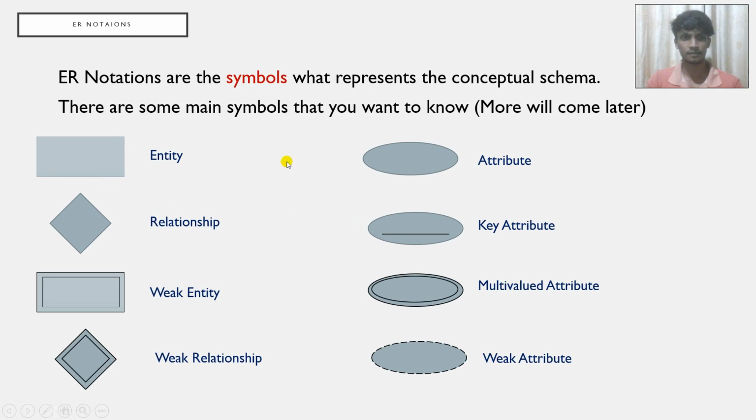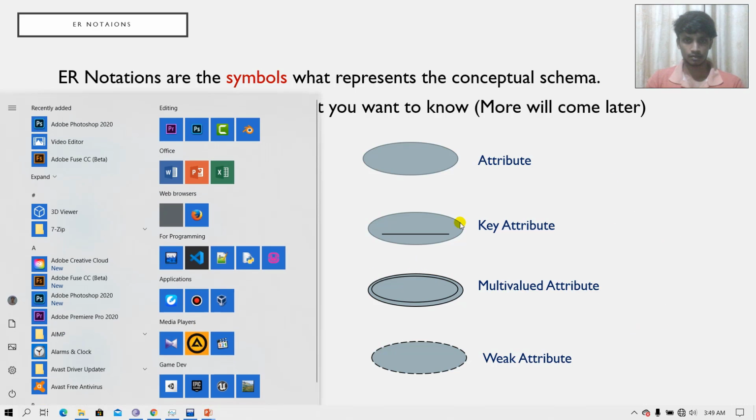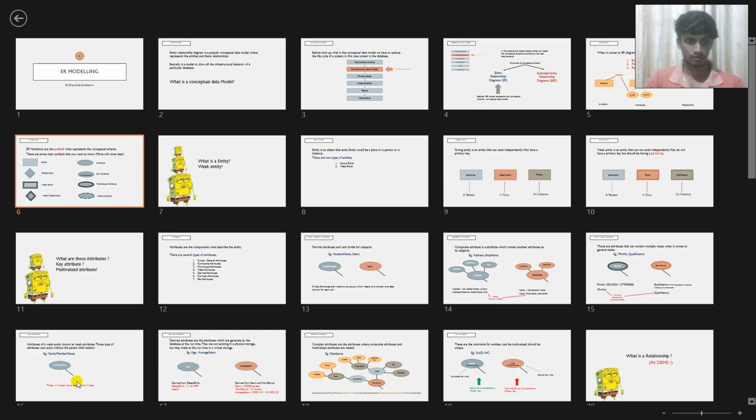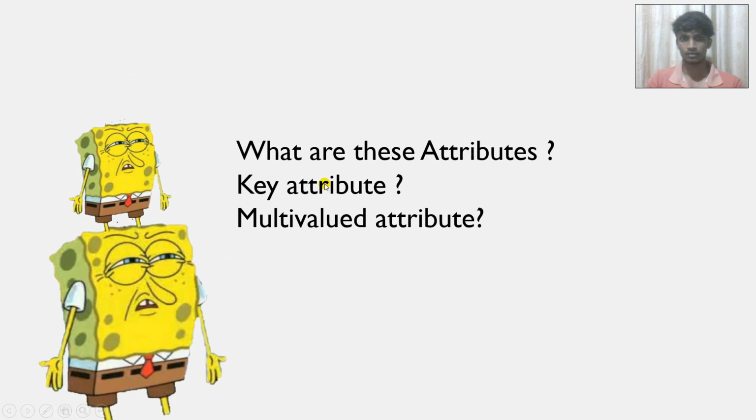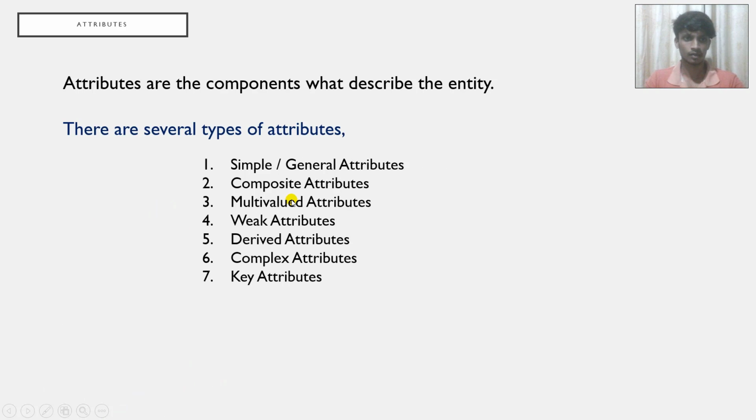Okay, so in this slide, now we have discussed entities and weak entities. So now we are going to discuss these aspects, which means the attributes. So what are these attributes? Key attributes and multi-valued attributes. So attributes are components that describe the entity.